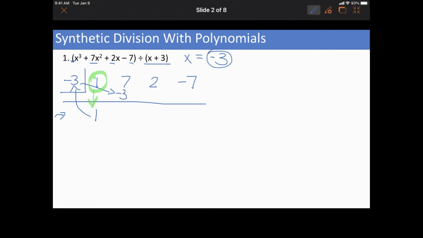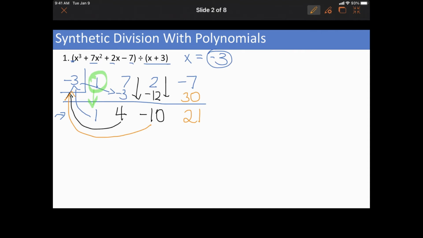Then you're going to add straight down. That's 4. And then again, you're going to multiply and bring it over here this time, and this is -12. And then you're going to add straight down, -10. And then you're going to multiply it again, 30. And this is going to be 21.